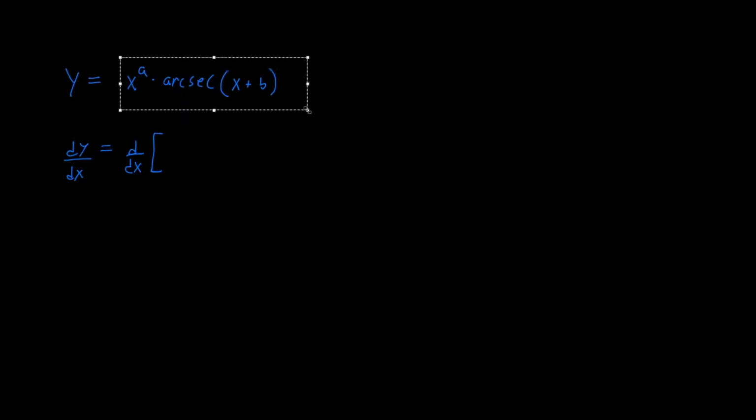Let's take the derivative of y equals x to the a times arc secant of x plus b, where a and b are constants. We can take the derivative of both sides with respect to x to begin with. Derivative of y equals the derivative of all of this.